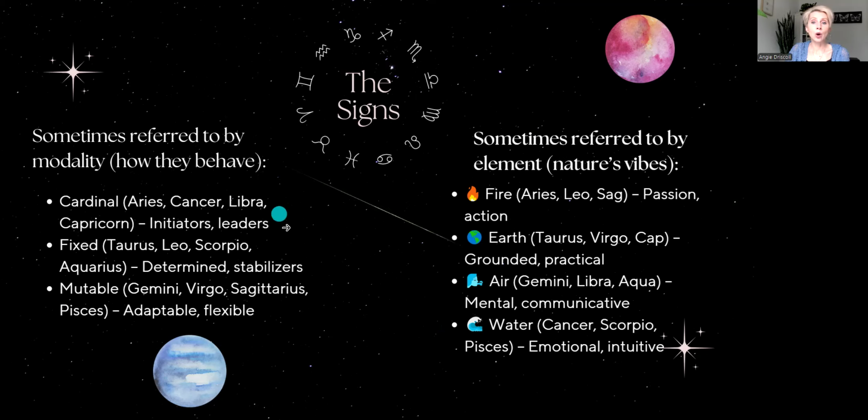And so you can also see how we could put them together. For example, Sagittarius is a mutable fire sign, so an adaptable, flexible, passionate, action-oriented sign. Or Capricorn is a cardinal earth sign, so an initiator, a leader that is grounded and practical. All right, you see how this all goes together? So the signs are the personality filters that get applied to the house and the placements within.